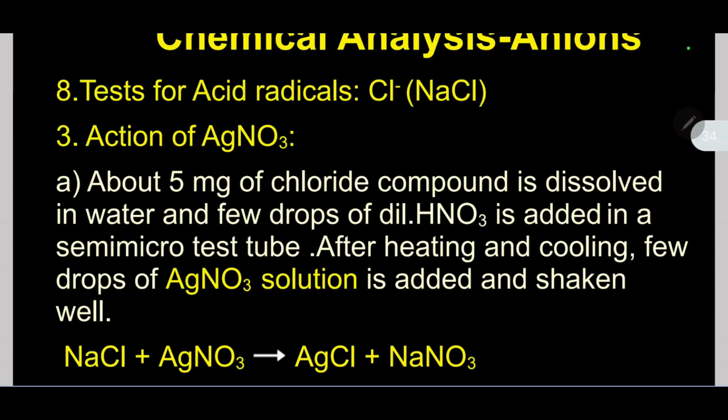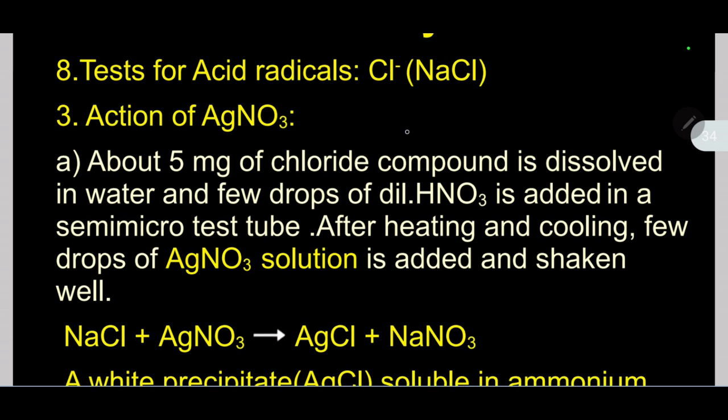The third test for chloride radical we can see now. As usual, sodium chloride we are using as an inorganic compound. The test is called action of silver nitrate test.